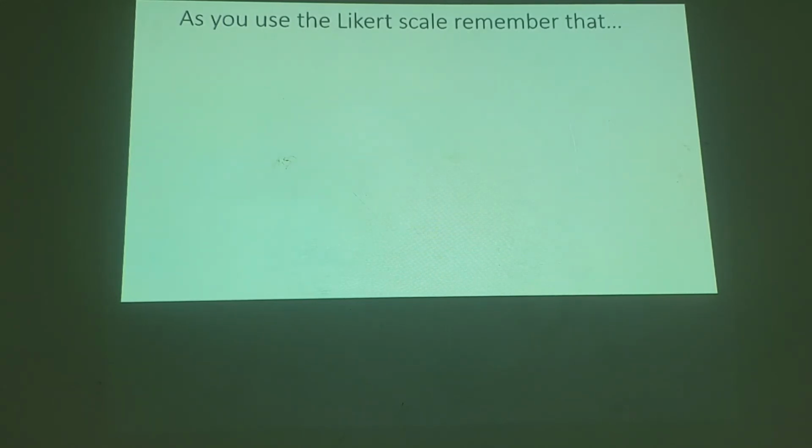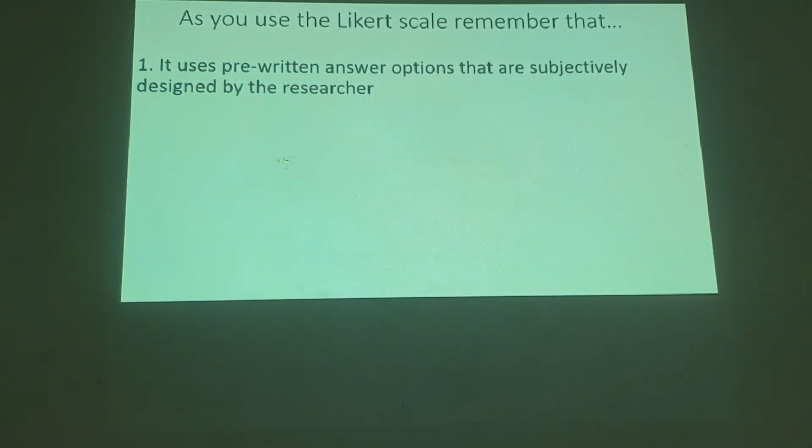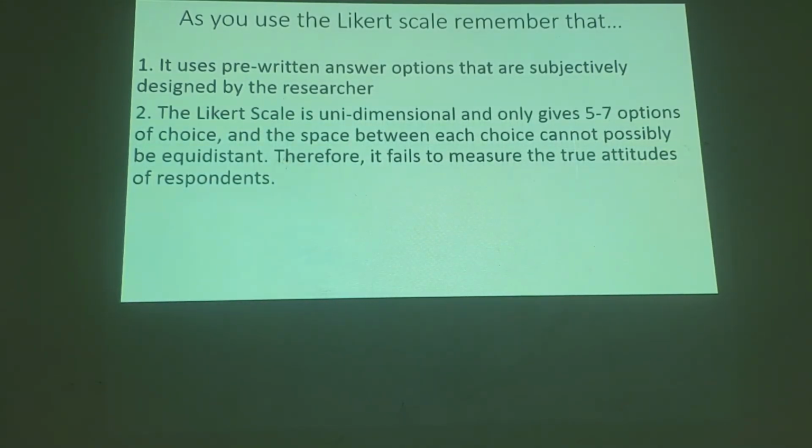Now, as you use the Likert scale, remember that, one, it uses pre-written answer options that are subjectively designed by the researcher. Two, the Likert scale is unidimensional and only gives 5 to 7 options of choice, and the space between each choice cannot possibly be equidistant. Therefore, it fails to measure the true attitudes of respondents.